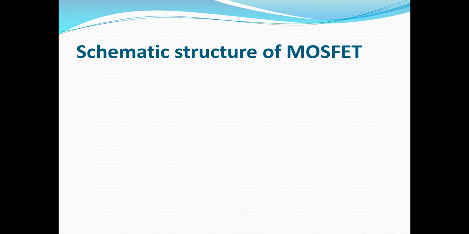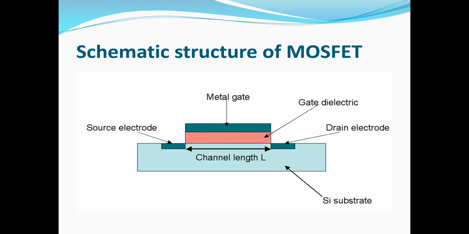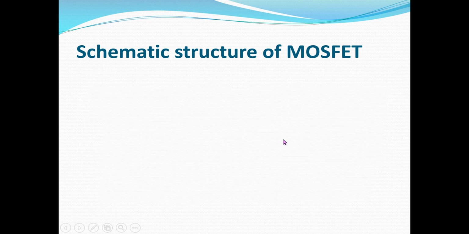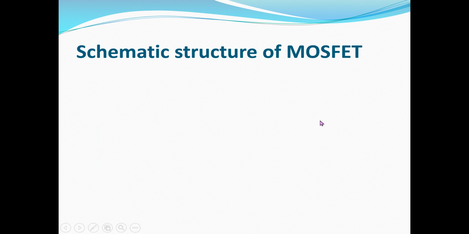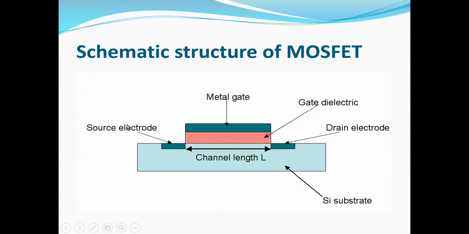Schematic structure of MOSFET. This is how the schematic structure of a MOSFET looks. You can see here the metal gate and the gate dielectric, and these are the drain electrodes. The lines you find are terminals, which are called electrodes. This is a drain electrode, and this is a source electrode. This is the channel length, and this is the silicon substrate.